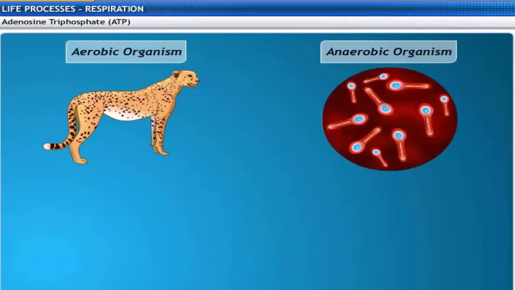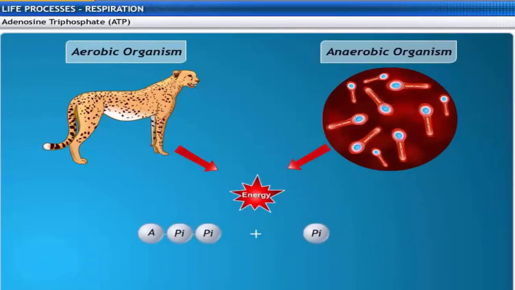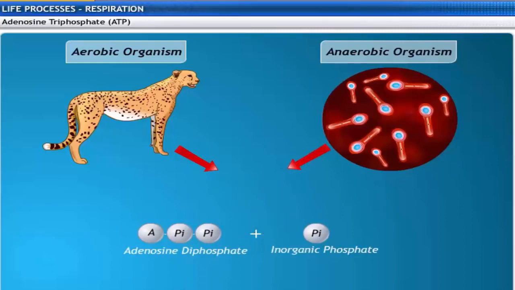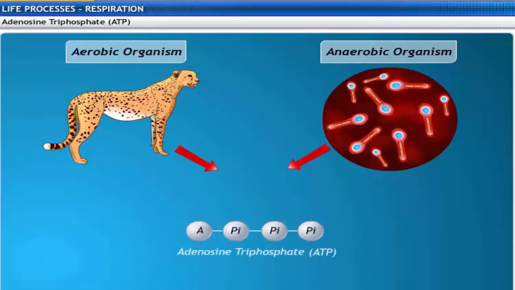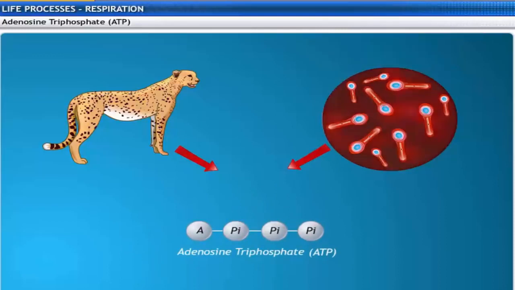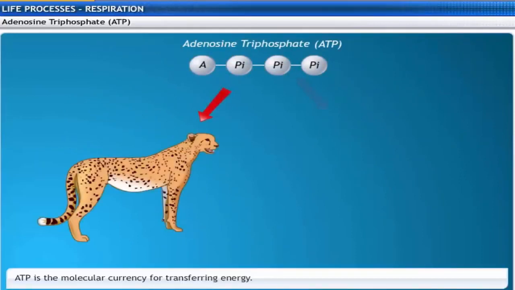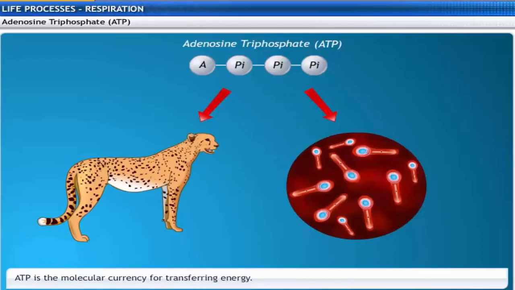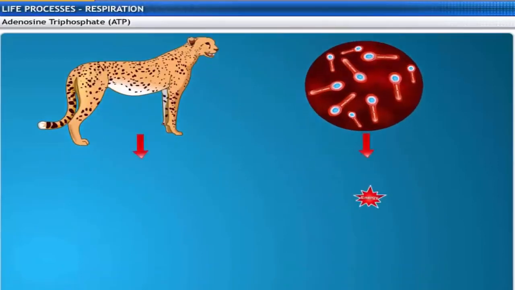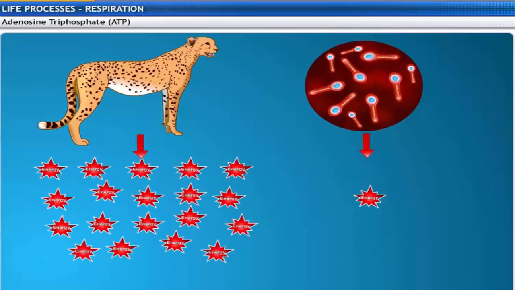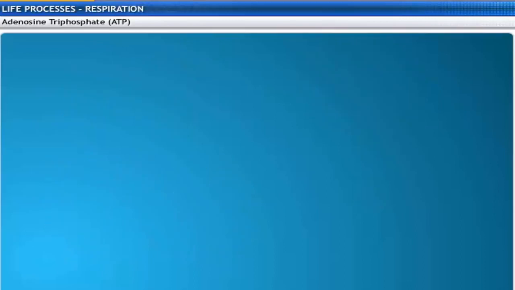Both aerobic and anaerobic respiration release energy. This energy is used to combine adenosine diphosphate, ADP, and inorganic phosphate to form adenosine triphosphate, the ATP molecule. ATP is the molecular currency for the transfer of energy in most cellular processes. The energy released in the aerobic process is 19 times greater than in the anaerobic process.